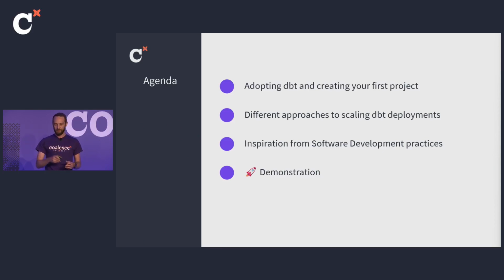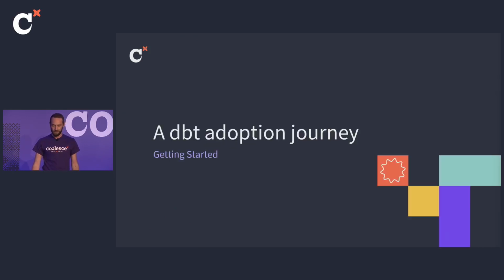Finally, or not before the demonstration, sorry, we'll talk about how we can look at how software developers scale their application. We like to do that in the dbt world. We like to take the good ideas that the software engineers have been using for years, so we'll do that as well. And finally, we'll look at the demonstration and putting everything in practice, how we can actually scale our dbt deployments and how we can get our life so much easier using automation.